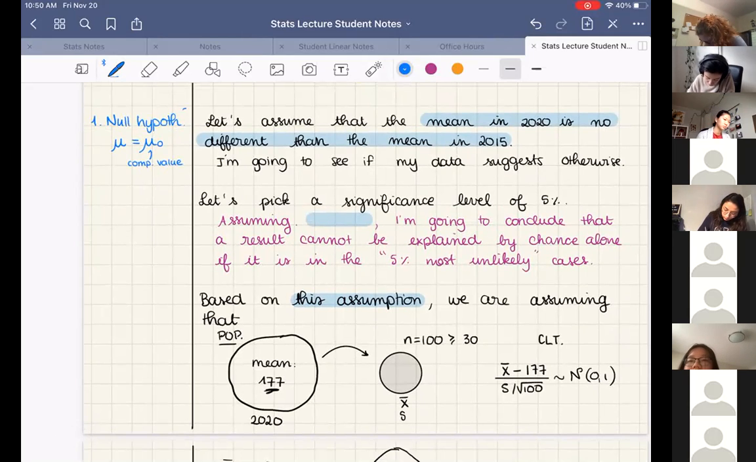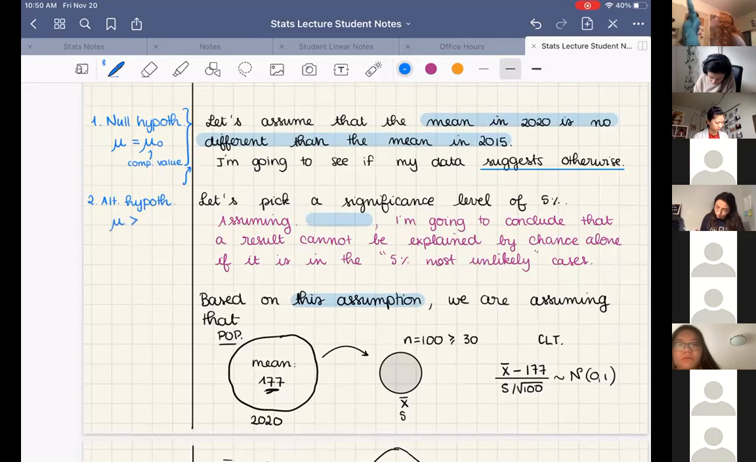Then, this is for this assumption. Then we're going to see if the data suggests otherwise. So we're going to try to test what we call an alternative hypothesis, which is that mu is actually larger than that comparison value. Okay, I'll write all of this again on Monday, but I want you to think about this and try to convince yourselves of how this works.